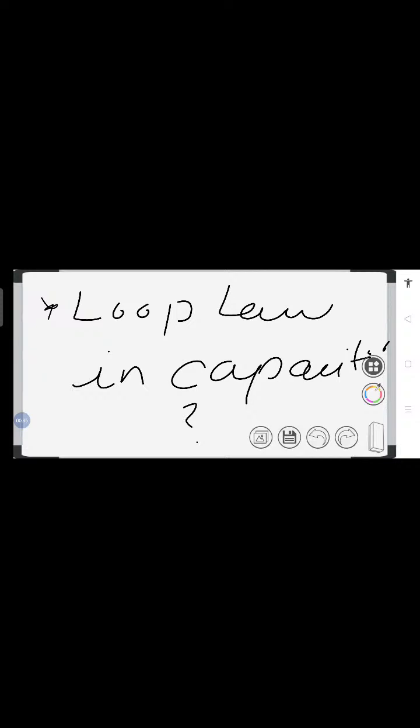So, loop law in capacitor. Let's say I have a question in which we have two capacitors and two batteries connected. Okay, so let me draw a circuit.